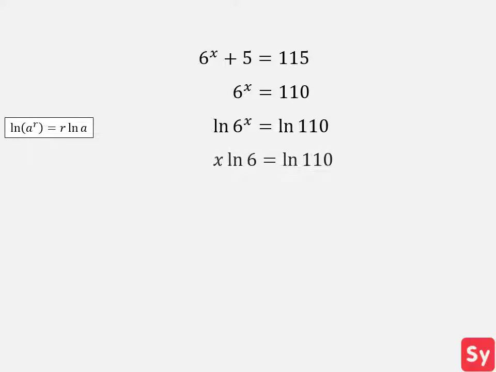This simplifies to x ln of 6 equals ln of 110. We solve for x by dividing by ln of 6. So x equals ln of 110 divided by ln of 6 is our answer.